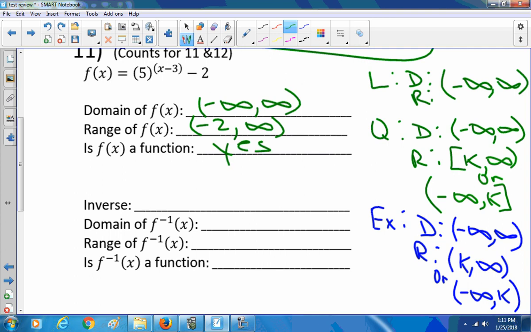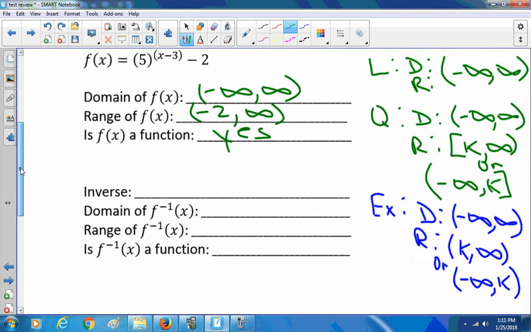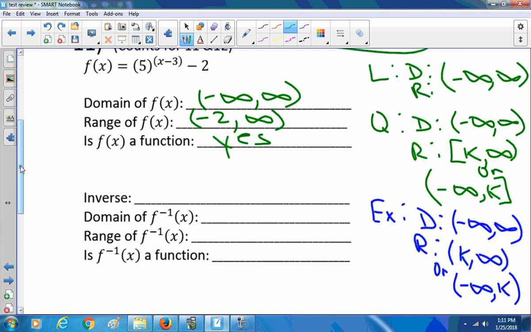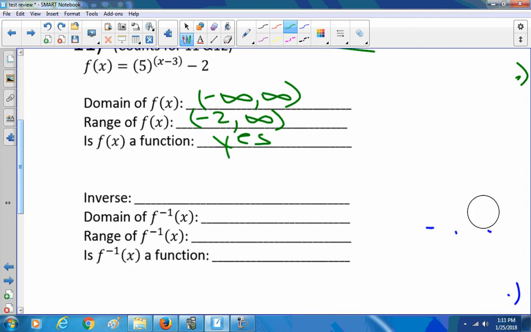All right, inverse. I'm going to erase our rules so I can have room to do our inverse. Sorry, rules. All right, let's find our inverse. X equals 5, y minus 3, minus 2.